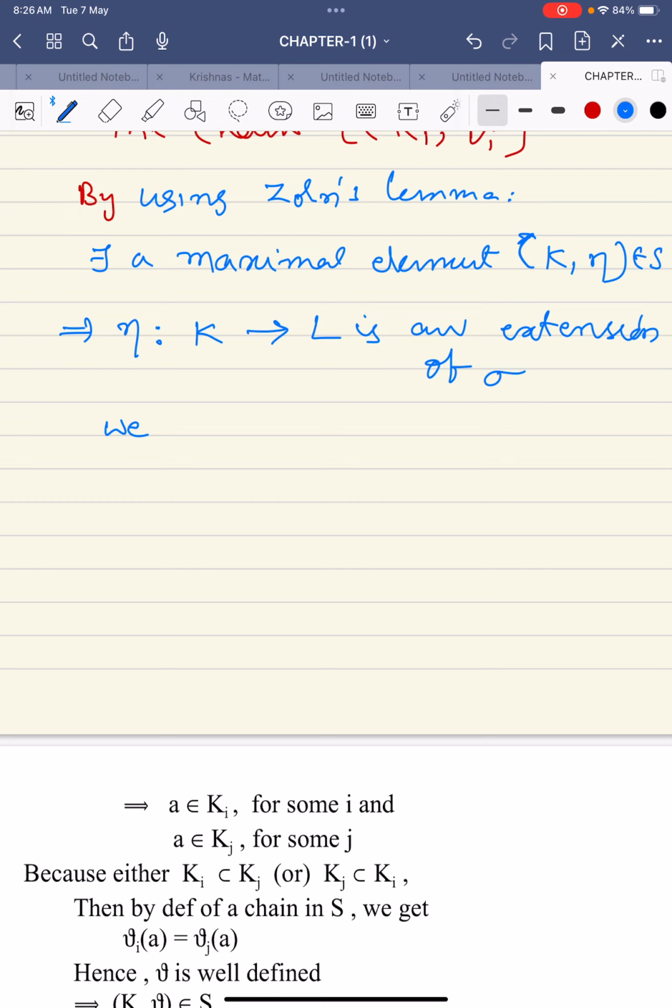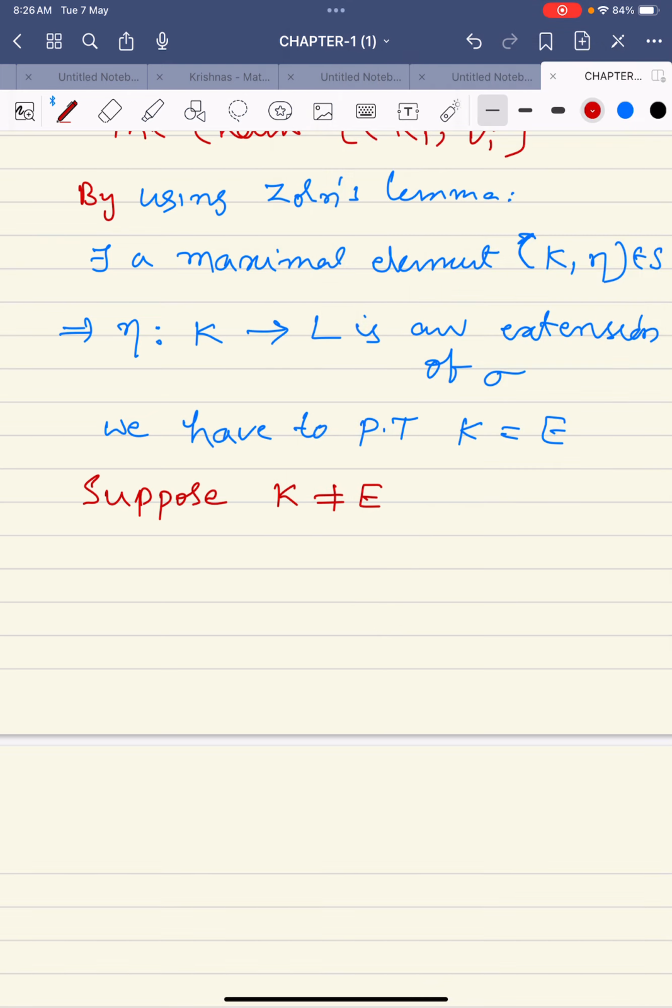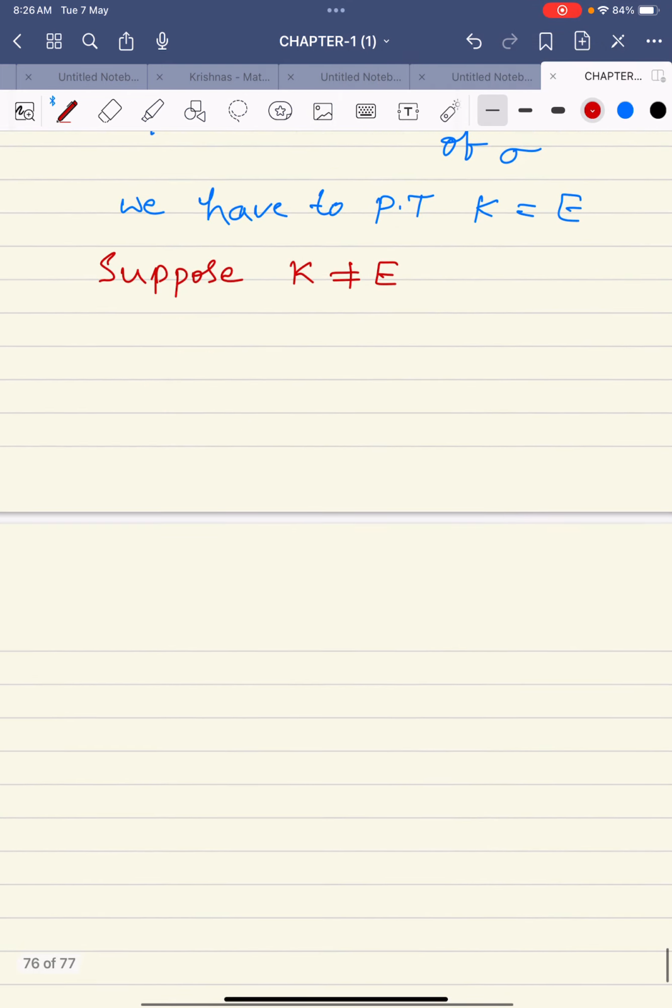Now we have to prove that K is equal to E. Our aim is to show that K is equal to E. Suppose K not equal to E. We are assuming the contradictory point. So K not equal to E means there exists an element alpha belongs to capital E such that the same alpha does not belong to capital K.